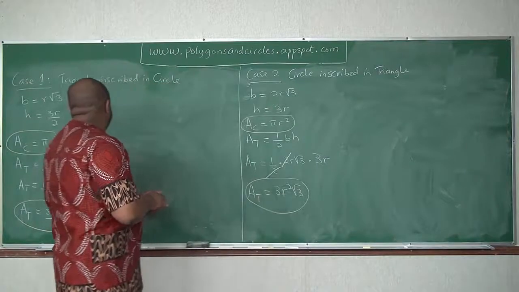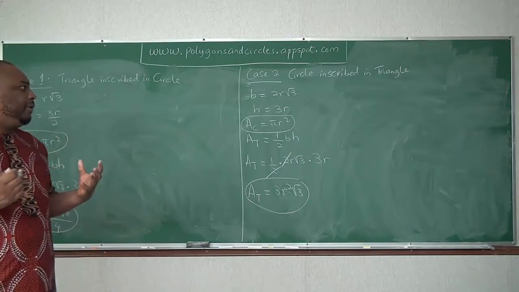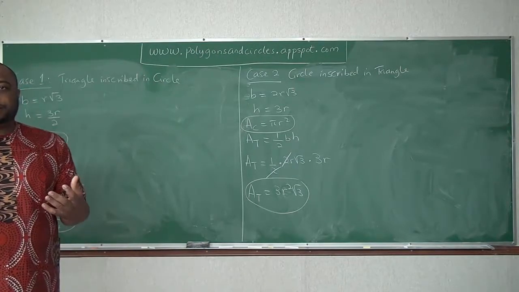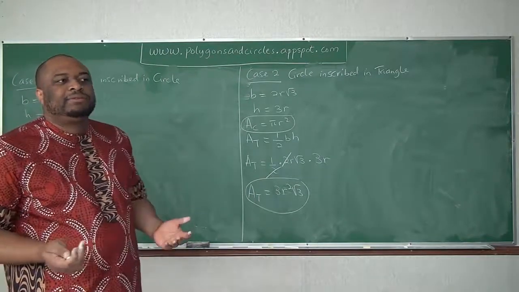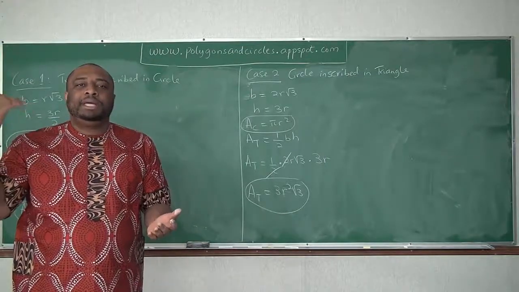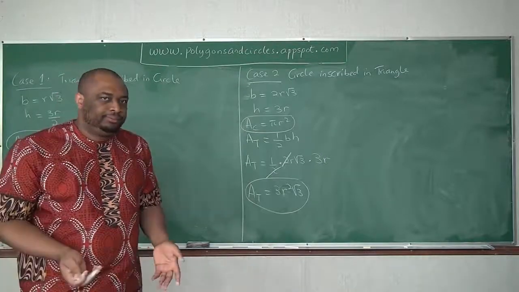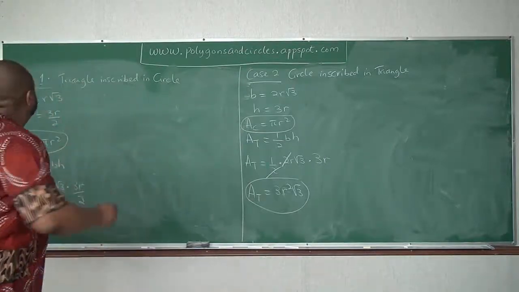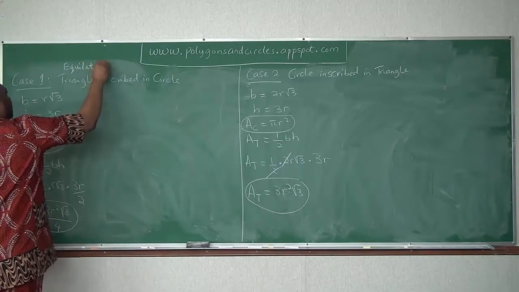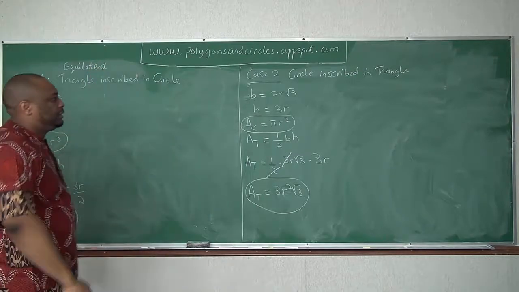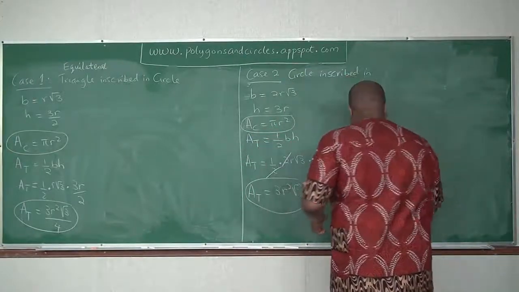Now, sometimes they might ask you to find the ratio of the areas. They might just give you R, the radius of the circle, and ask you to find the ratio of the area of the circle to the area of the triangle. Remember, this is an equilateral triangle. Let me write it here so that you don't just think it's any triangle. Equilateral triangle.